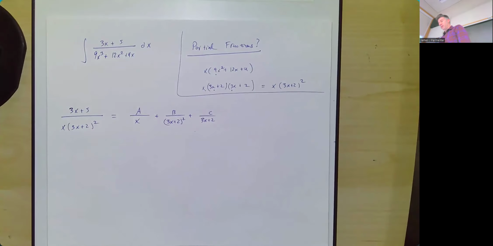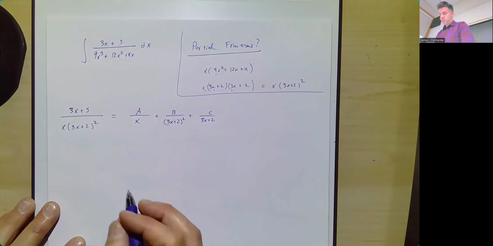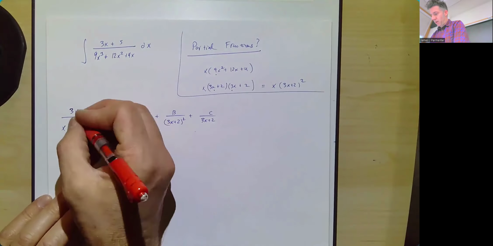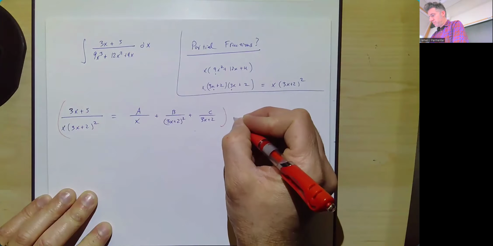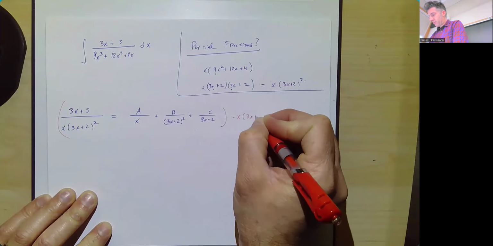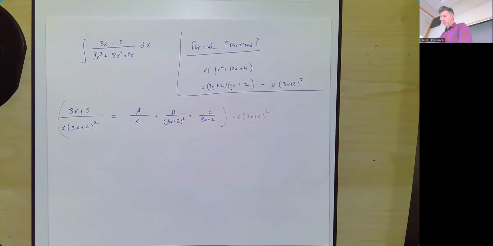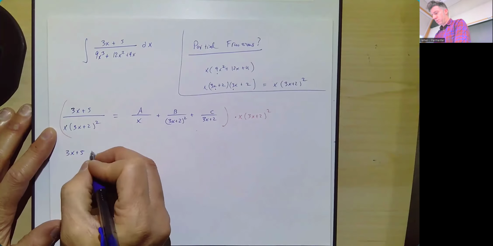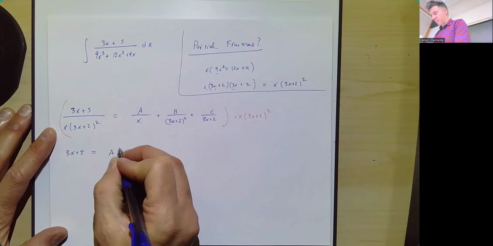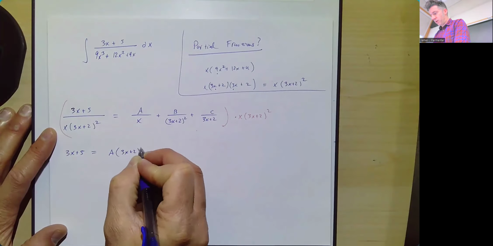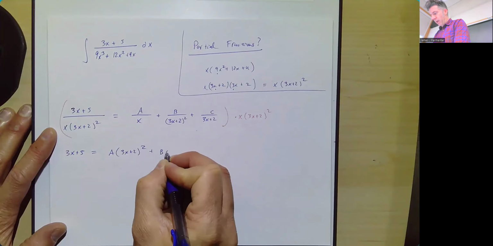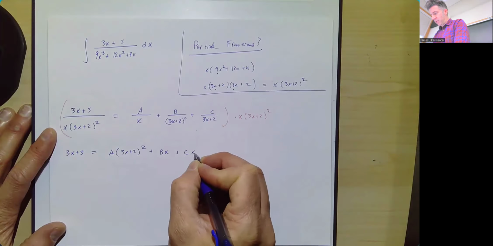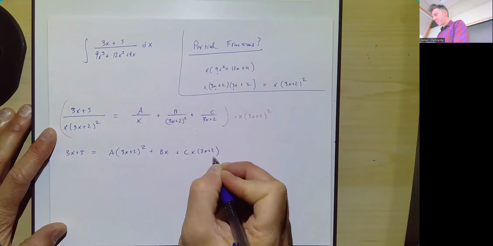All right, multiply both sides by the common denominator. So we're going to get, on the left-hand side, 3x plus 5. Ooh, the numbers are not going to be nice here. Just a warning. On the right-hand side, we're going to get a times 3x plus 2 squared plus b times x plus c times x times 3x plus 2.